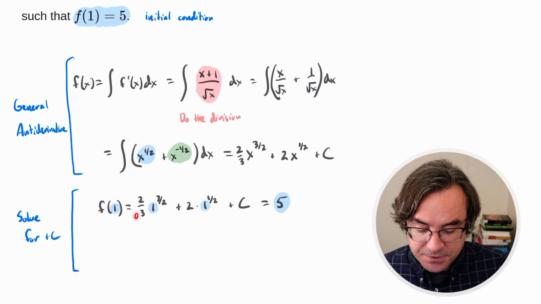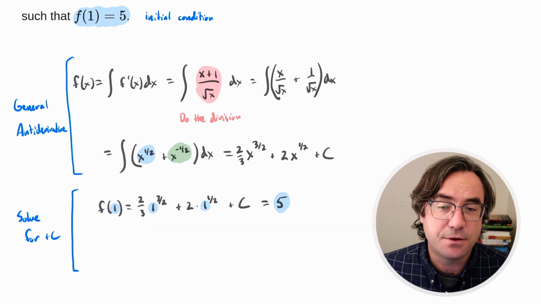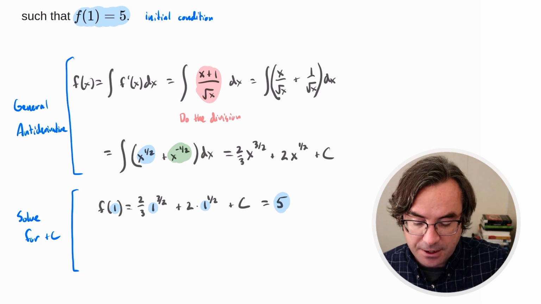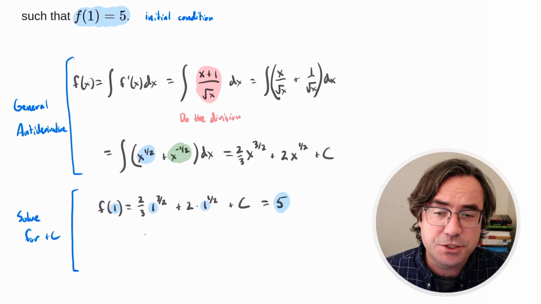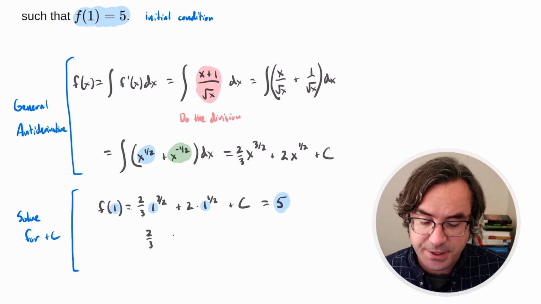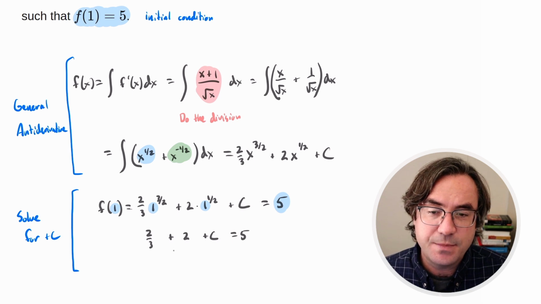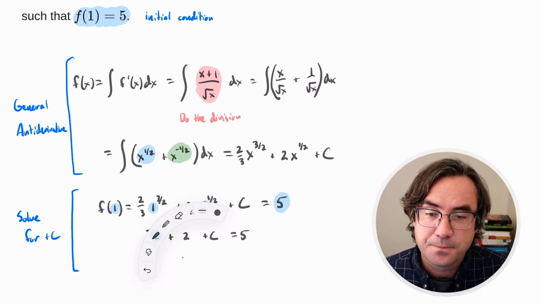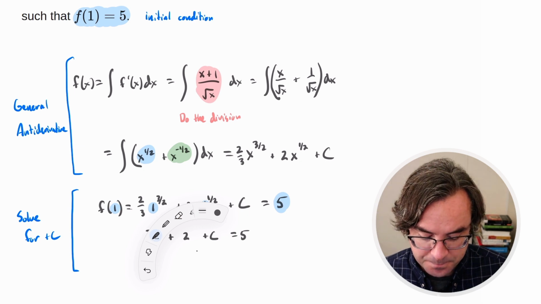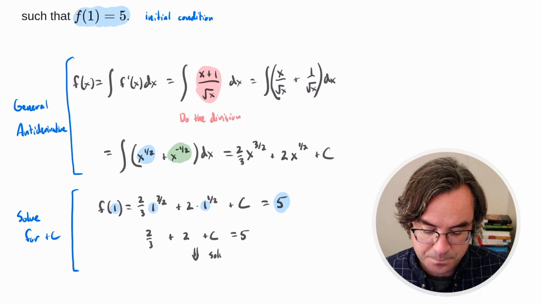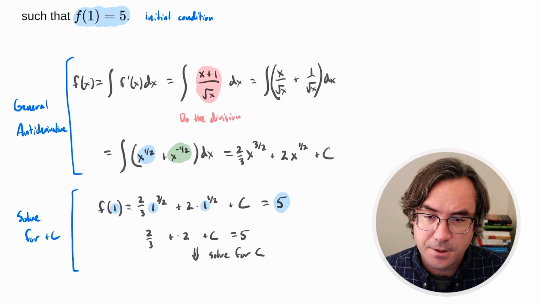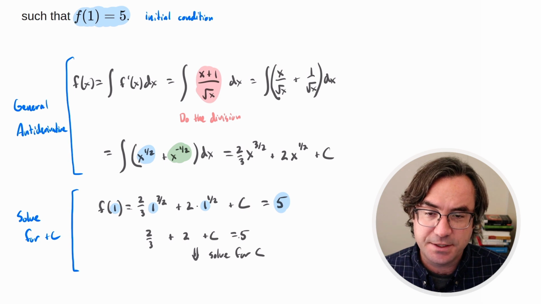Okay, so this gives us an equation that we can use to solve for c. So if we simplify this down, the powers of 1 are just 1, so we have 2/3 for the first piece, then plus 2 plus c equal to 5. And now this is just a nice equation that we can use to solve for c. All right, so let's try it. So subtract 2 from both sides, and then subtract 2/3 from both sides.